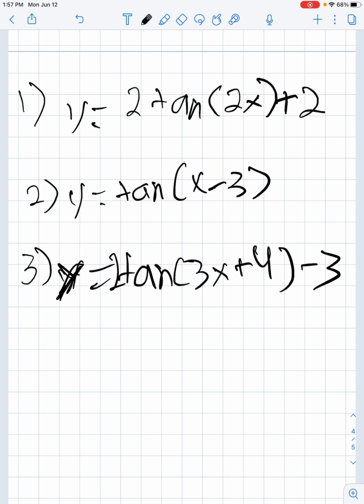And yeah, that is the end to this lesson. I hope you now know how to solve tangent and graph it, and now can teach others this lesson.